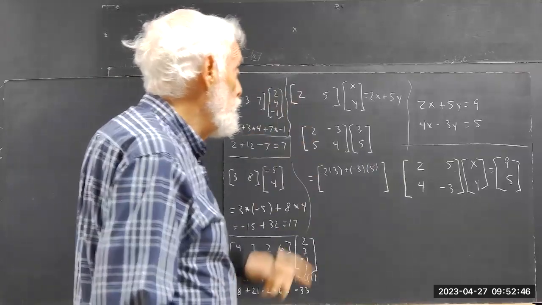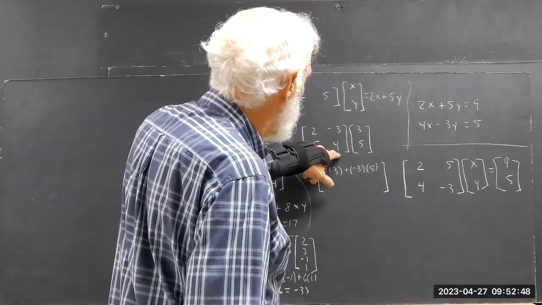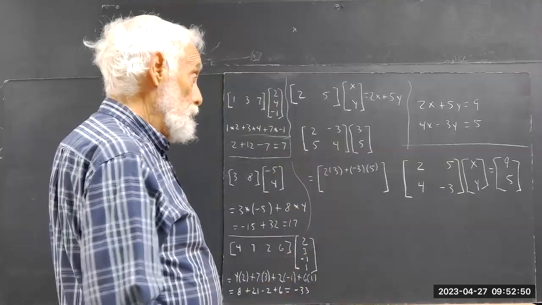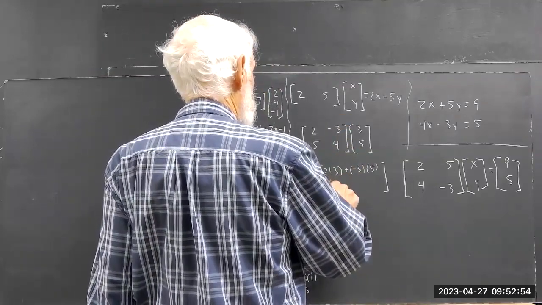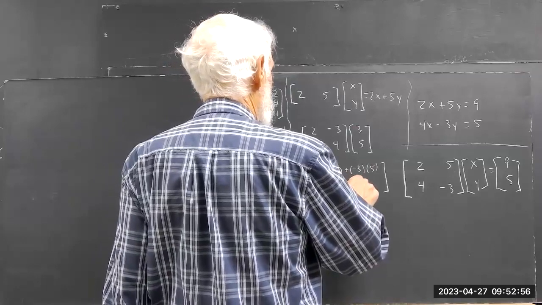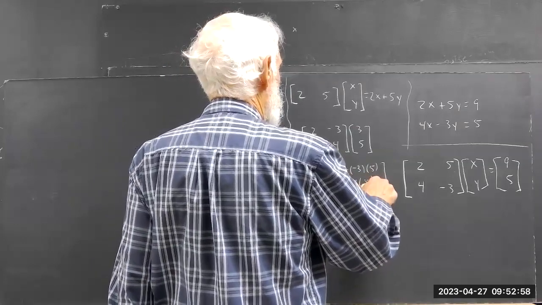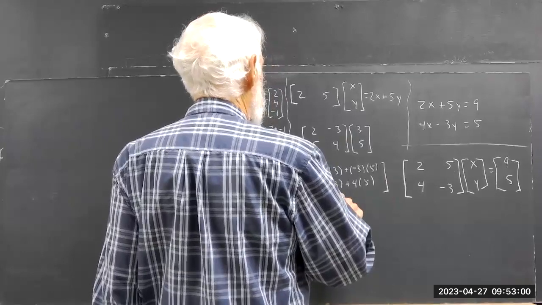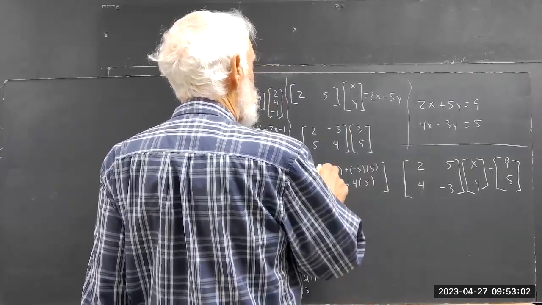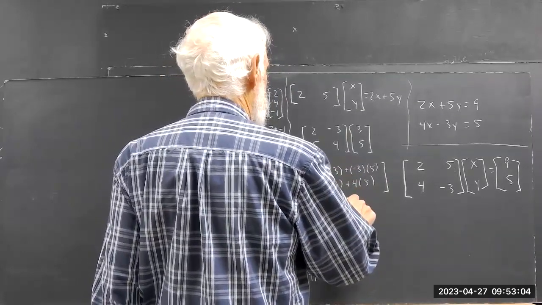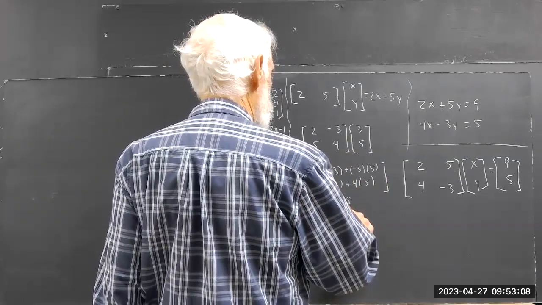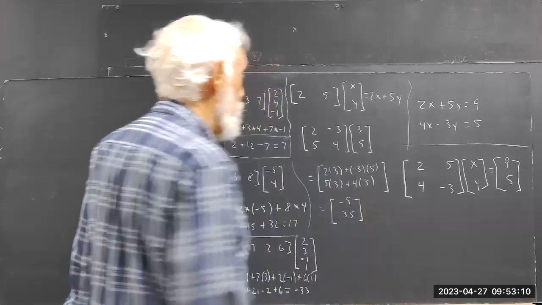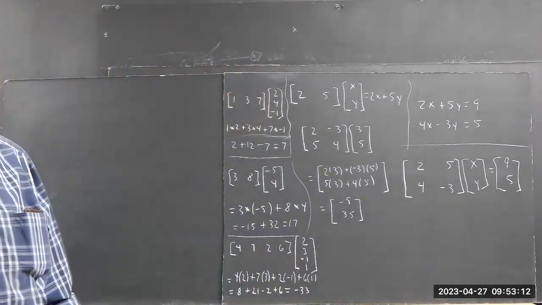Okay, then we take the second row and multiply it by the column. And we get 5 times 3 plus 4 times 5. And then we do the arithmetic. That's going to be 6 and -15. If I did that correctly, it's -9. And that's 15 and 20, which would be 35. That makes sense?